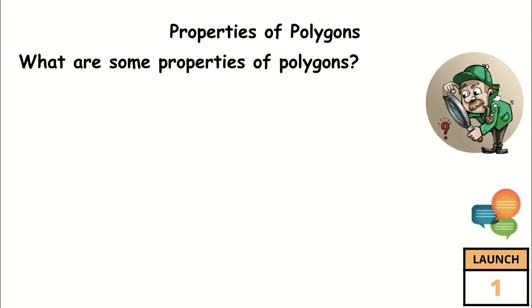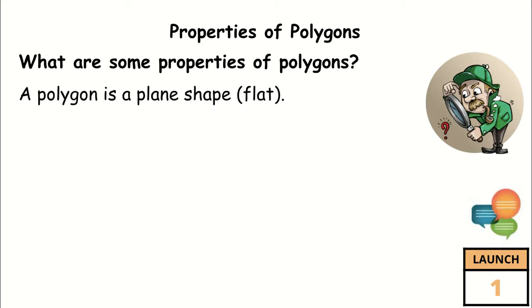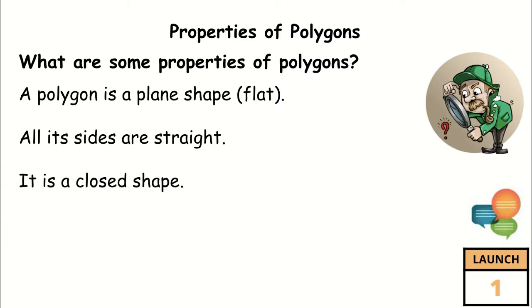This is related to polygons. So what are some properties of polygons? A polygon is a plane shape, which means it's flat. All its sides are straight, and it is a closed shape.